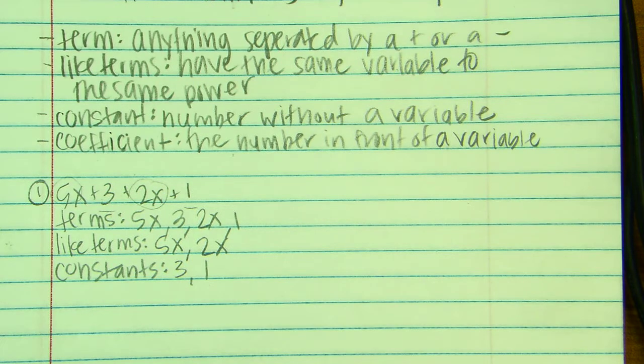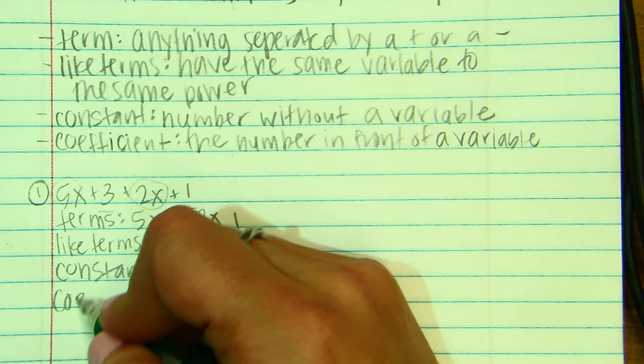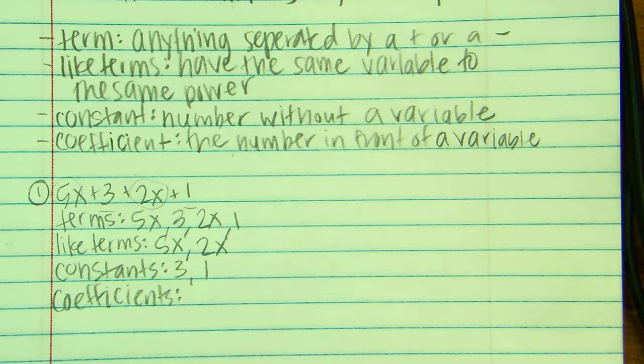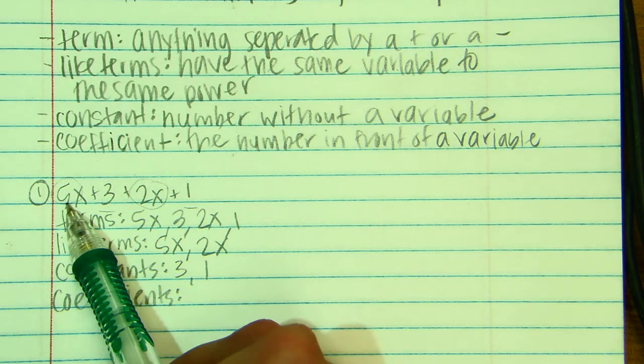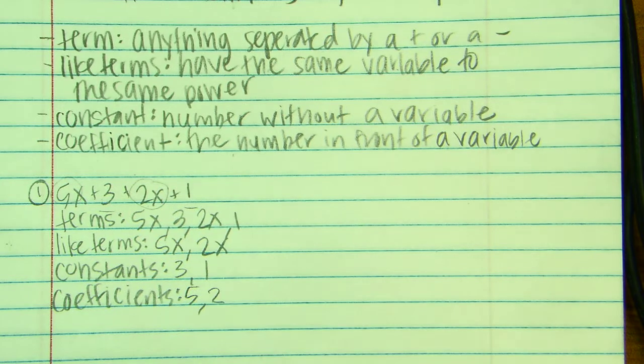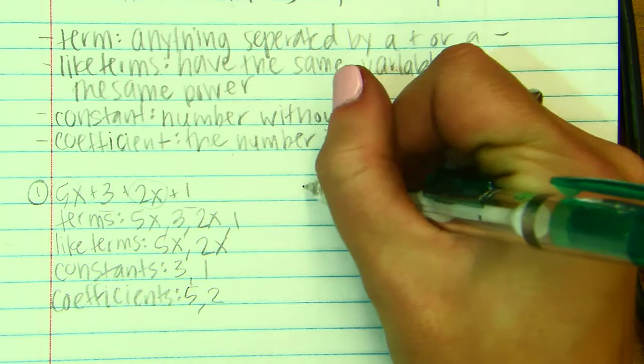And then my last one is the coefficients. And the coefficients are the numbers in front of the variable, so I have a 5 right there. That's one of my coefficients, and this 2 right here is another coefficient. Okay, let's do one more of these.